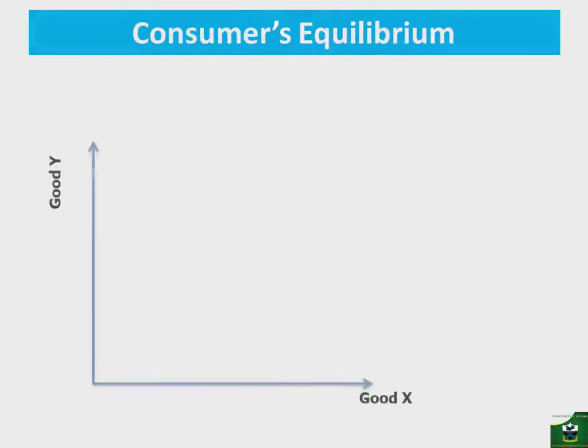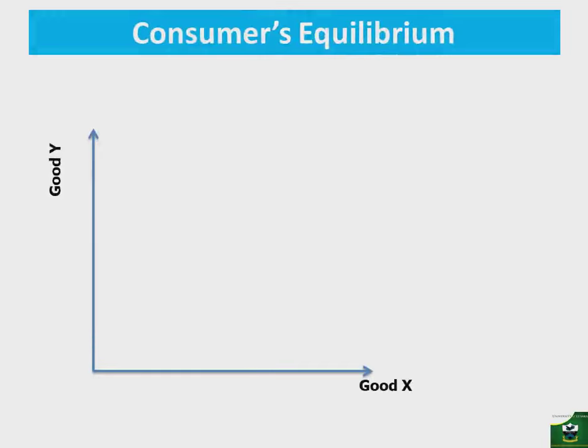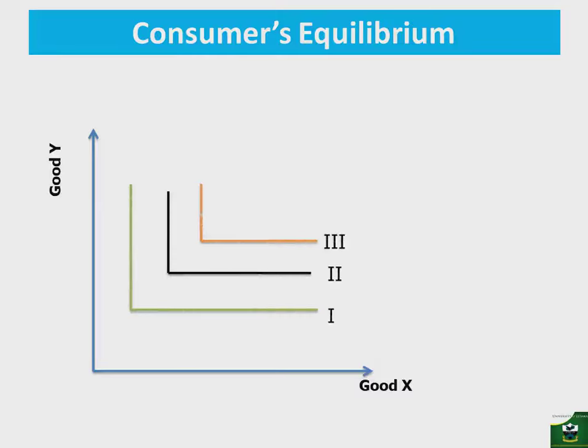Let's look at the Leontief. On the vertical axis, we put good Y, and on the horizontal, we put good X. With the indifference curves, which are L-shaped, we know that for Leontief, which is perfect complements, the indifference curves are L-shaped because the goods are consumed in a fixed proportion.